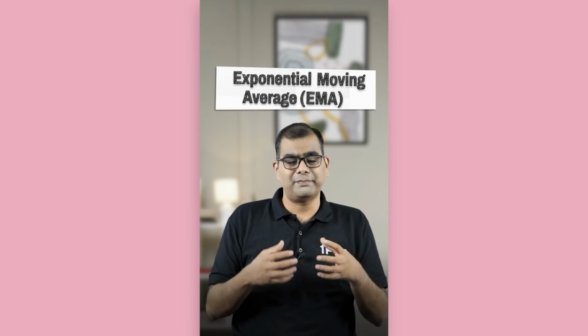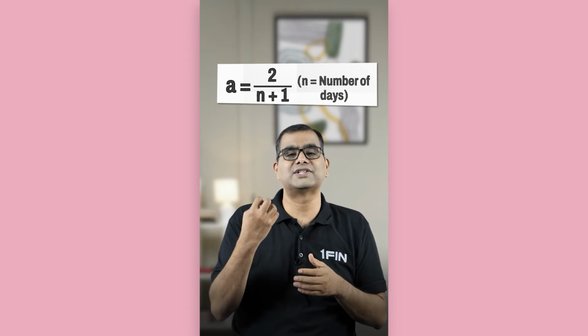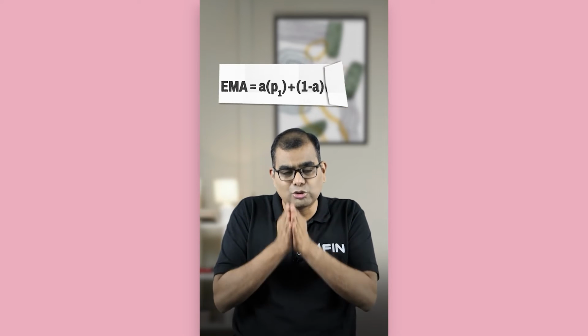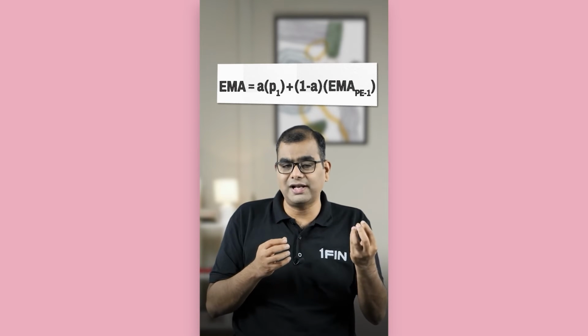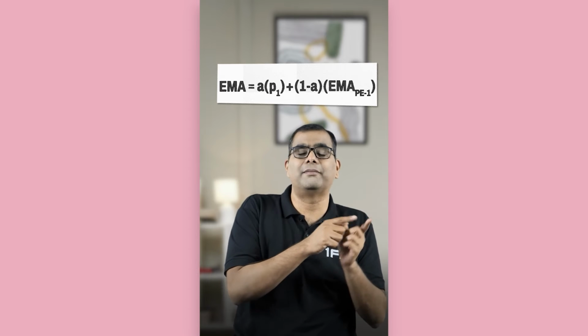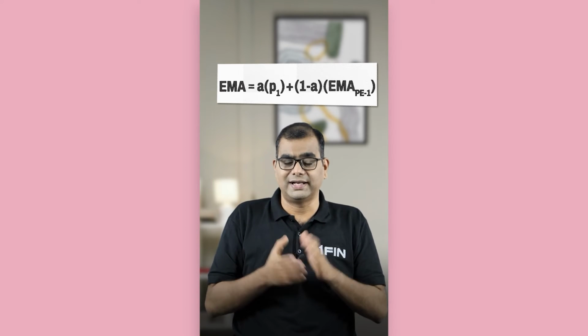Then you have something called the exponential moving average, which is based on a certain number of days for which this whole EMA process is done. You compute a value of an exponent. The value of the exponent is 2 by n plus 1, where n stands for the number of days. And every day, the exponential moving average is recomputed by multiplying today's price by the exponent value, and the previous day's EMA by 1 minus the exponent value. And that is how you compute the entire series of exponential moving averages.